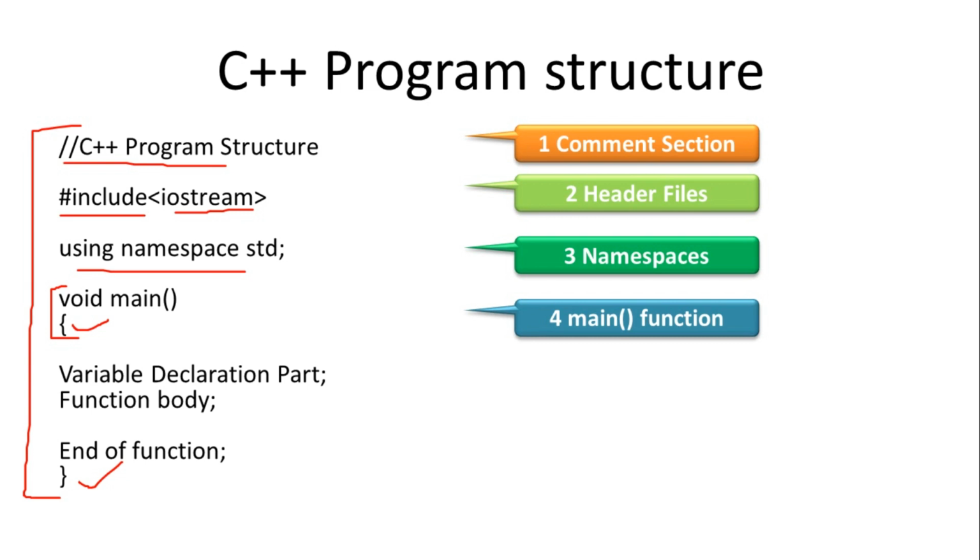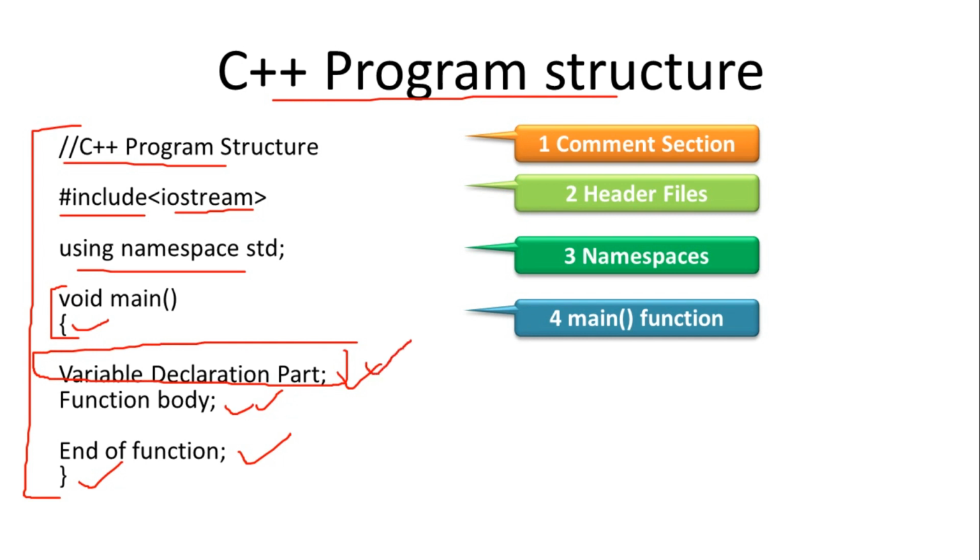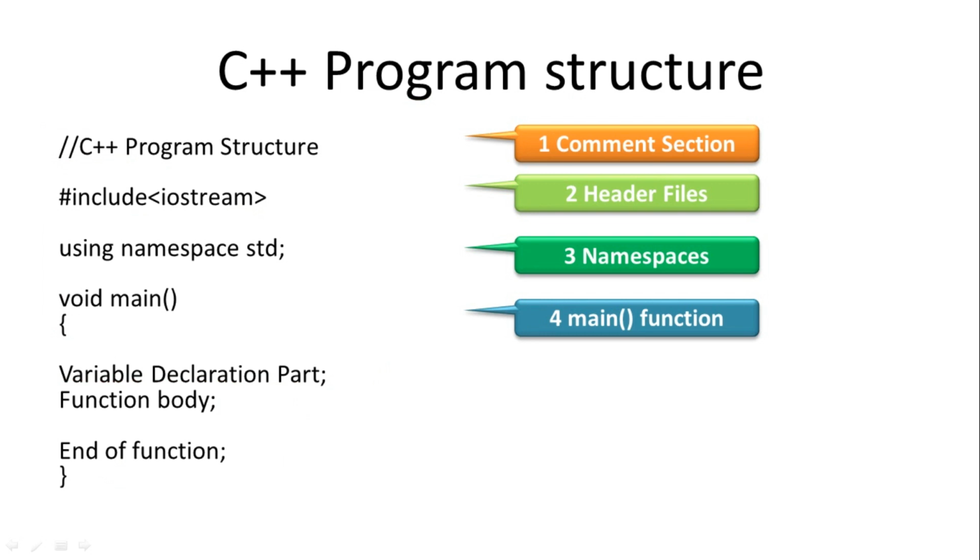So here the main function consists of 2 parts, that is the variable declaration part and the function body, and lastly there will be the end of the function. For understanding the C++ program structure, the variable declaration part we will see later. Here we will only see the function body. So in short, if you are working with some numbers or any numeric values, then this part is mandatory. And if you have only string content, meaning only text, and you want to print some text only, then the function body is sufficient. So this is the structure of a C++ program.